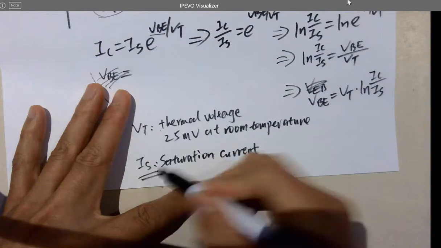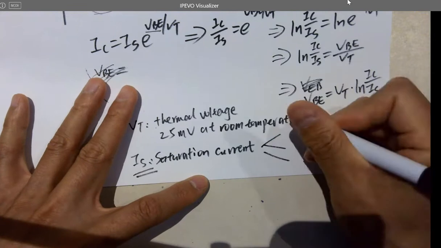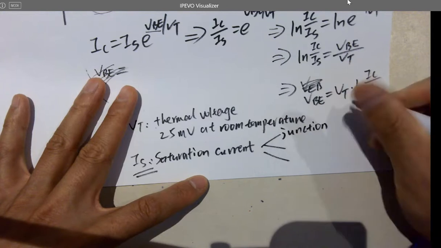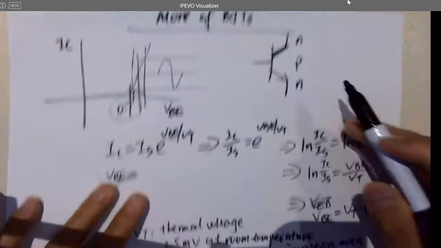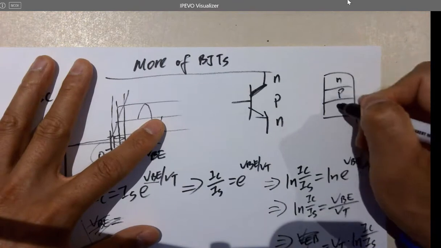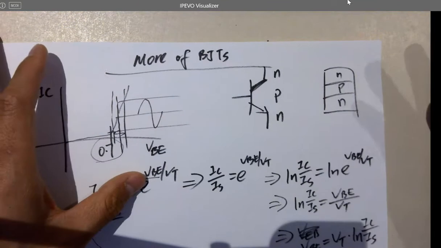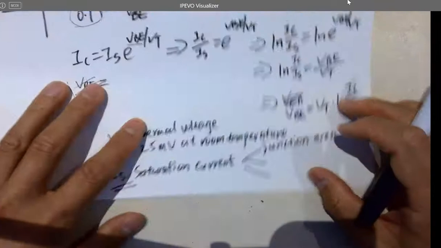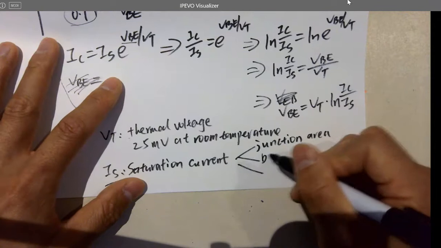So this is a function of what? The junction area. If you have that BJT transistor already fabricated, it's an NPN transistor, so the junction area, the cross-sectional area here, is already fixed. You cannot change it after the fabrication. So they are constant: junction area.